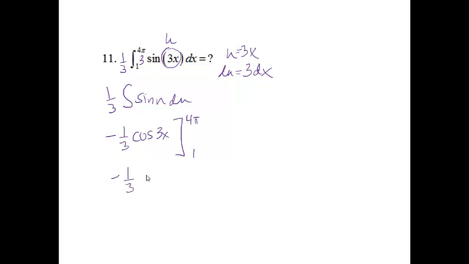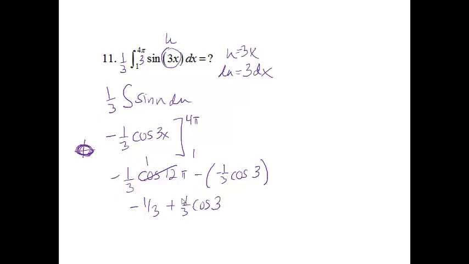I'm going to get negative 1/3 cosine of 4 pi times 3, which is going to be 12 pi, minus negative 1/3 cosine of 1 times 3, which is 3. Alrighty, so let's think about this a minute. 12 pi, draw a unit circle, 2 pi, 4 pi, 6 pi, 8 pi, 10 pi, 12 pi would be just around the unit circle 6 times. And if I go around the unit circle 6 times, the cosine value or the x value there would be 1. So this is going to be negative 1/3. Negative times a negative gives me a plus 1/3.